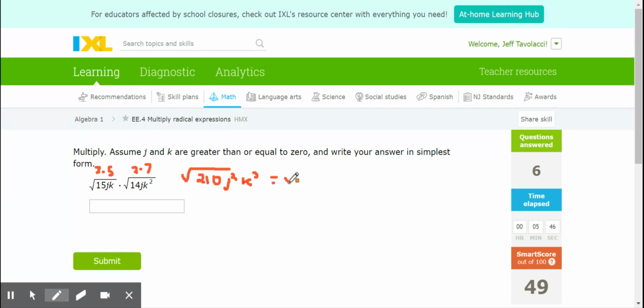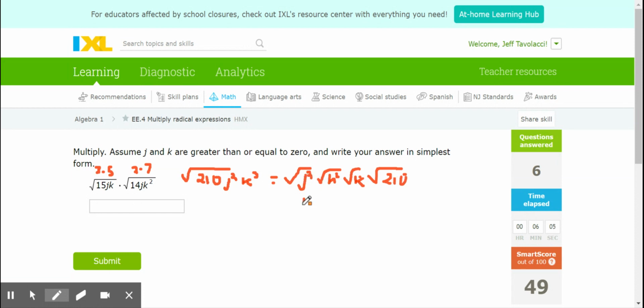But j squared we can take. And I can't take k to the third, but I can break it up into k squared times k to the first. And then of course times the square root of 210.